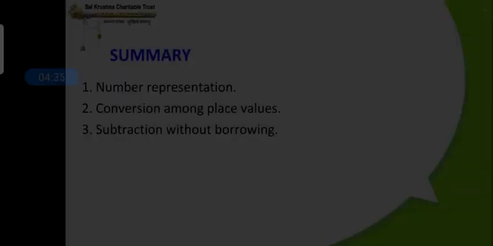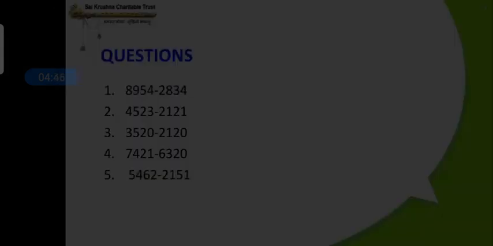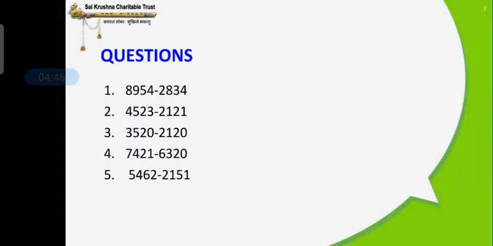Is it clear, children? What did we study in today's class? We have studied the number representation, conversion among place values, and subtraction without borrowing. Here are a few questions. You have to solve all these questions. Is it clear, children? These are without borrowing.